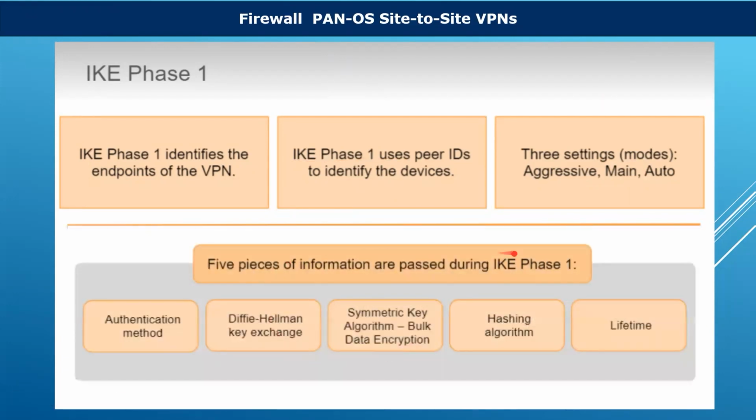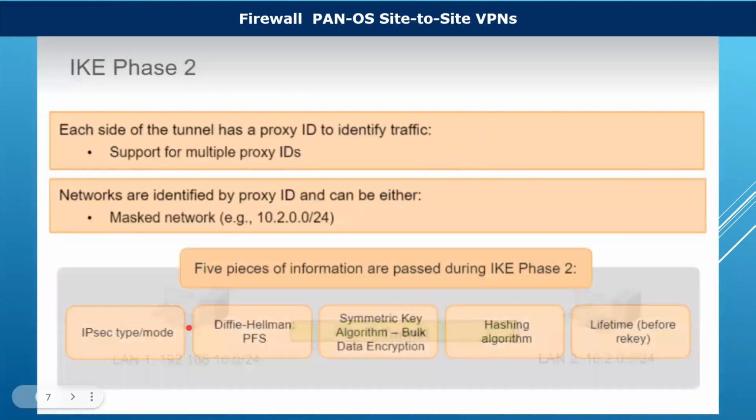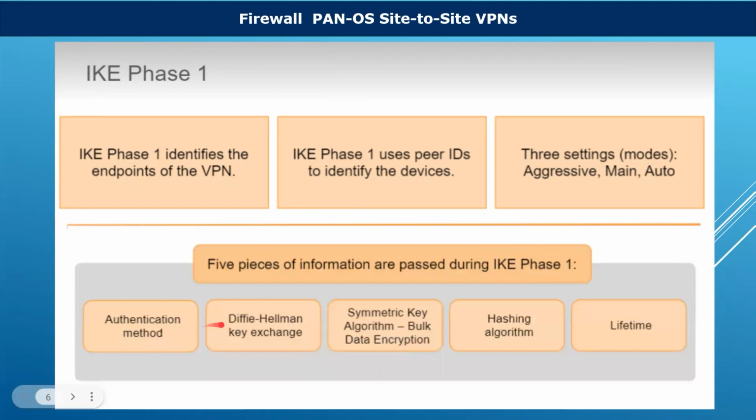So guys, here in IKE phase 1, we are using the different authentication method, right? Oh, sorry. Diffie-Hellman key exchange, okay? Symmetric key algorithm, hashing algorithm, lifetime. Lifetime is not that much important, guys. There you can choose any, default lifetime is there, but all other algorithms you have to select. Whatever algorithm you select on your firewall 1, the same algorithm you have to choose on your firewall 2, right? Both sides' algorithms should be the same.